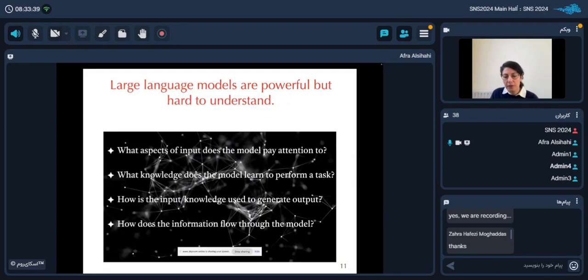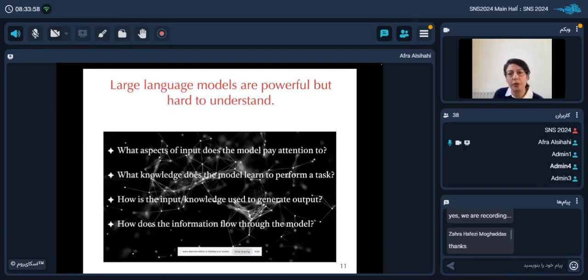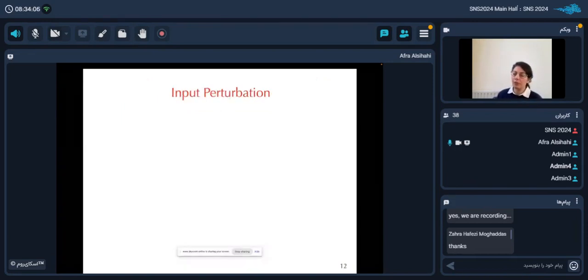This is an ongoing and very active line of research. I can't by any means address all the complexity of this field today, but I want to give you a few examples just to give you an idea of the kinds of things that you can do. If I go back to the first question, what aspects of input does the model pay attention to? Perhaps the simplest thing that we can do is to apply some sort of a systematic manipulation or perturbation or ablation to the input that the model receives.